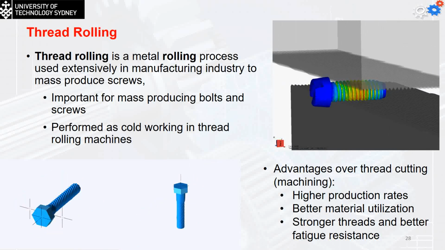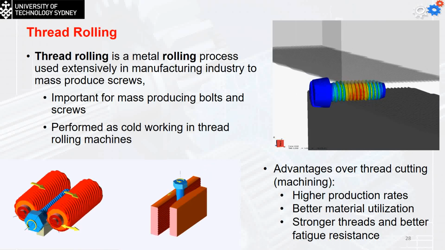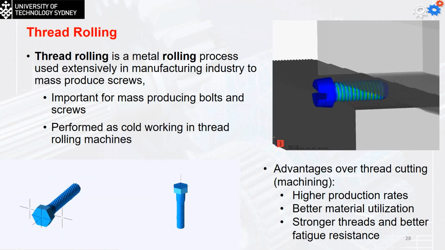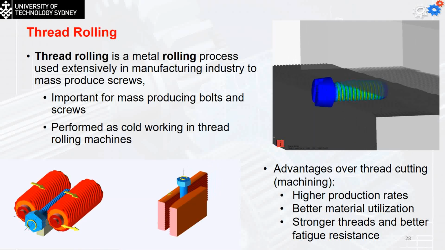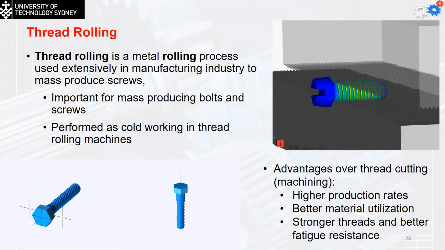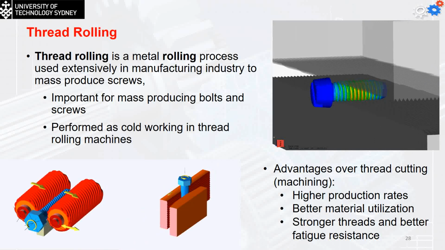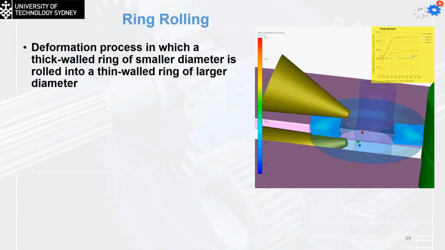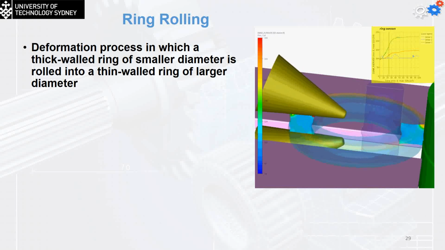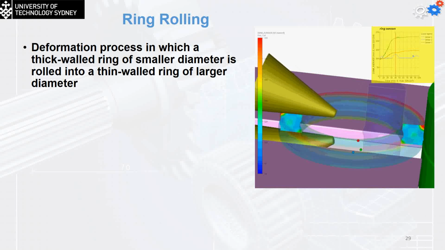Now, this is ring rolling, the forming process in which a thick-walled ring is expanded from a small diameter into a thin-walled ring of larger diameter. The thick-walled ring is compressed and at the same time elongated, causing the diameter to enlarge. Usually it's done as a hot working process, but sometimes it can be done cold for smaller rings.